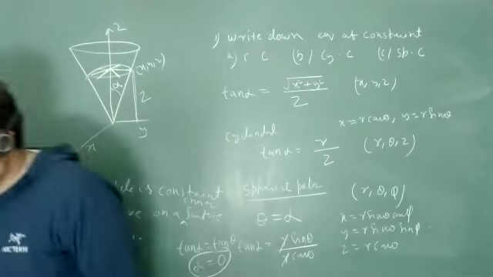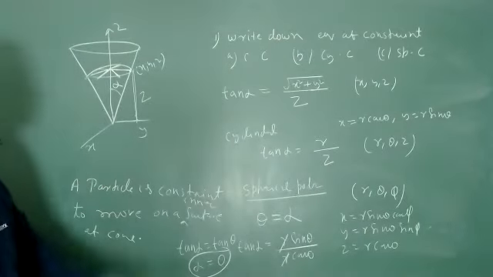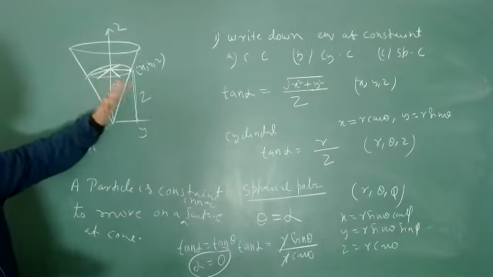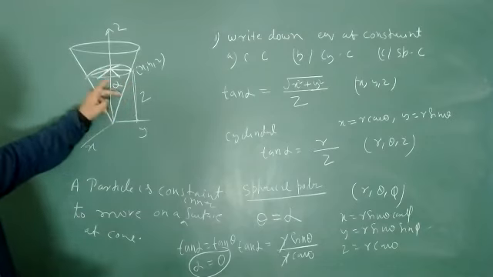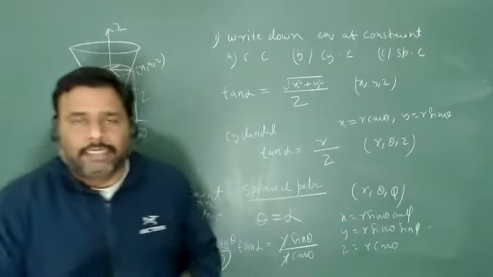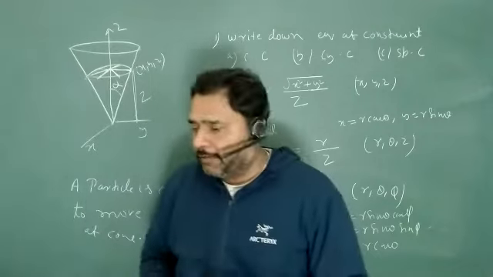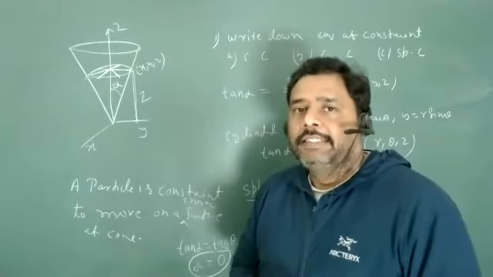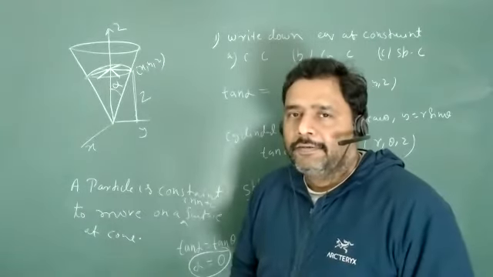But if we understand symmetry, we can easily say that in a spherical polar coordinate, this angle is alpha, which is actually the variable theta. So my theta is a constant value. That is your alpha angle. So theta is equal to alpha is the constraint.